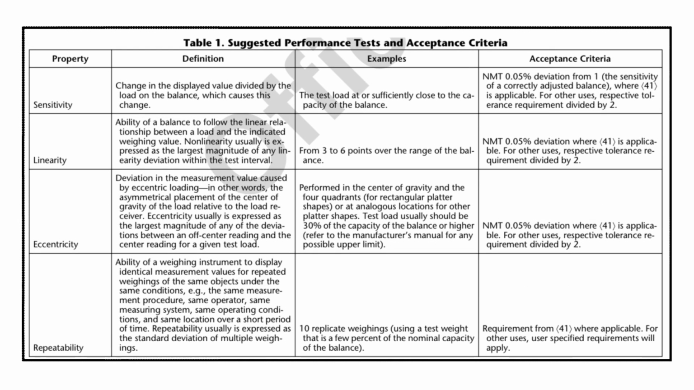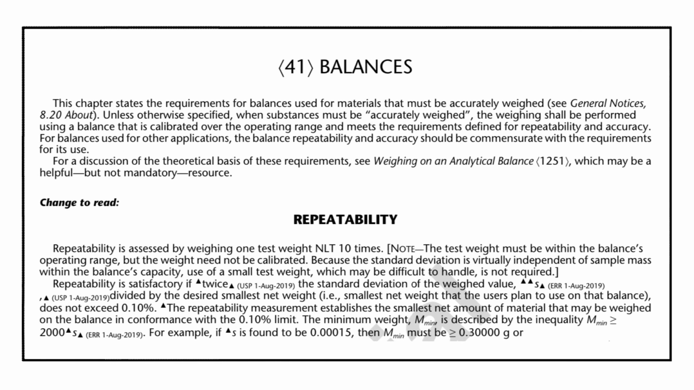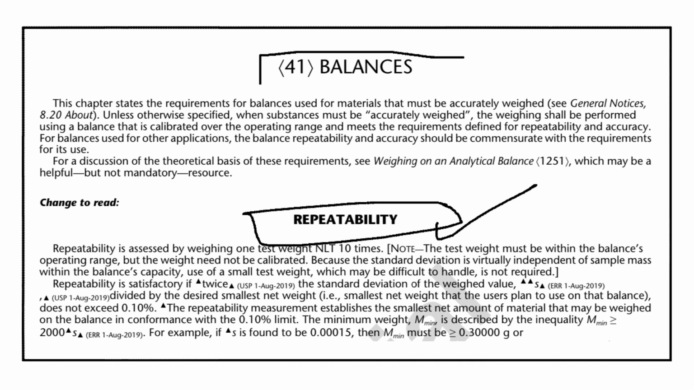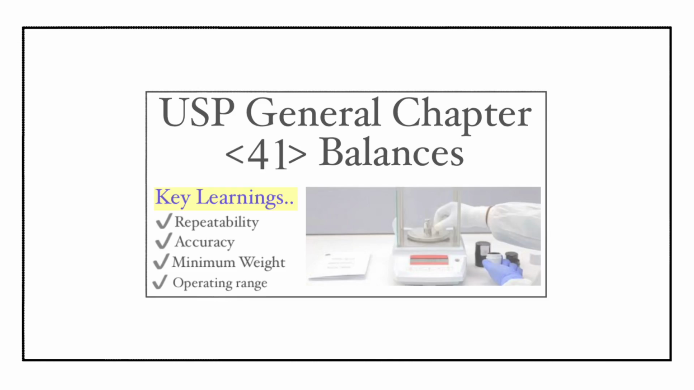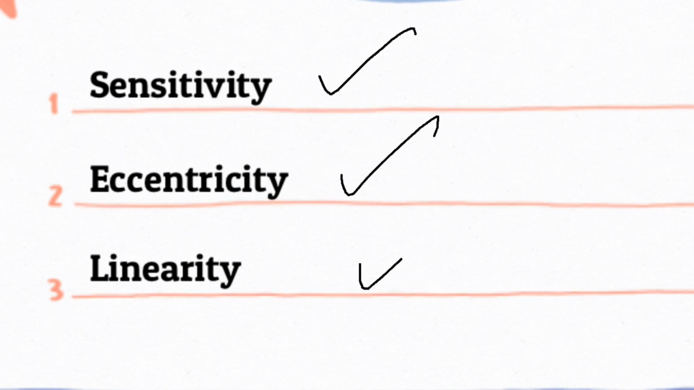So under performance qualification, 4 calibration parameters are given. Let us see what those are. Number 1 is sensitivity, number 2 linearity, number 3 eccentricity, and number 4 is repeatability. If you remember, repeatability is also mentioned in USP Journal Chapter number 41, and we have covered this topic in our previous video related to USP Journal Chapter number 41. So we will not discuss repeatability here. You can check the link given in the description if you want to learn about repeatability. So let us understand these 3 calibration parameters. Firstly, we will talk about the sensitivity test.